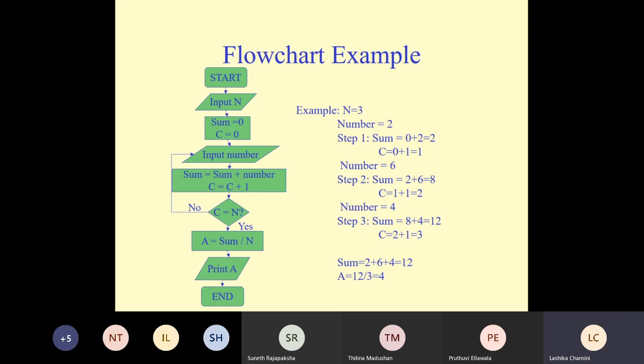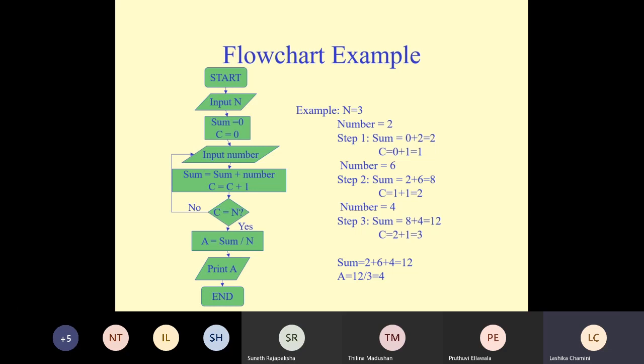So we go again with the loop structure, back to the beginning of this loop to input a number. So in the second step, I get the input number as 6, and so in the second step, the sum is equal to 8 and the value of c is equal to 2. So again, we are checking whether the value of c is equal to n. Again, it is not, because the value of c is 2 and the value of n is 3. So we have to loop this, and again get an input number.